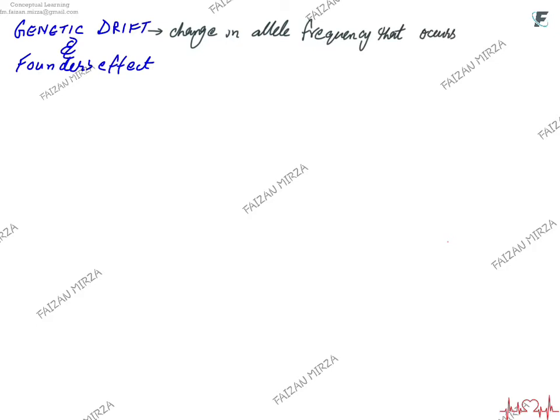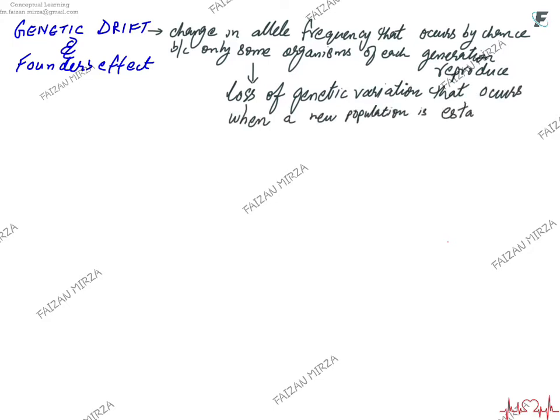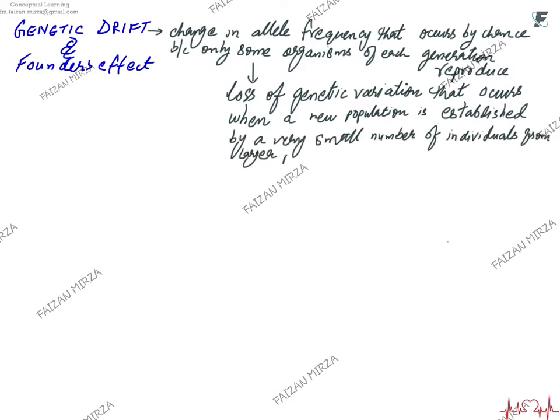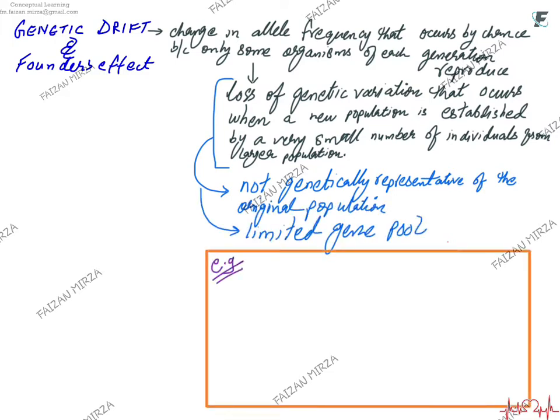This brings us to genetic drift and the founder's effect. What is genetic drift? Genetic drift is basically a change in allele frequency that occurs by chance because only some organisms of each generation are able to reproduce. And when this occurs, there is a loss of genetic variation over time, and the new population which is established by a very small number of individuals from a larger population is not genetically representative of the natural population that existed before that. So the gene pool in this case will be limited.